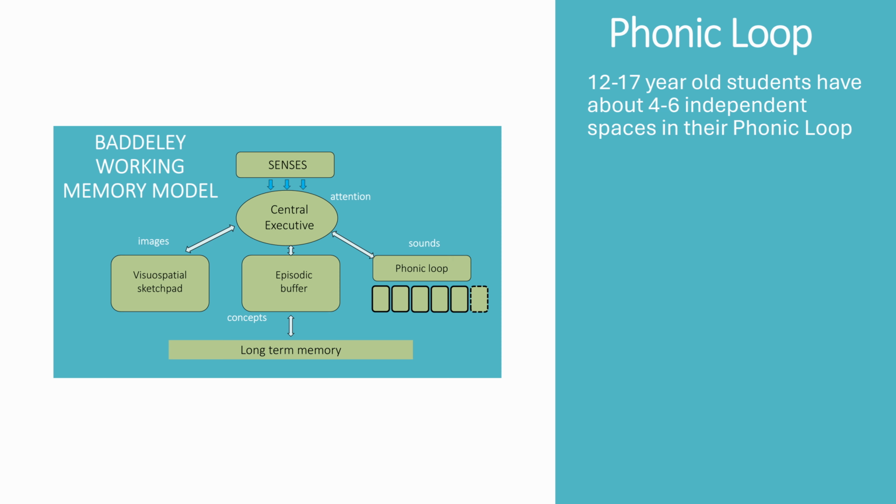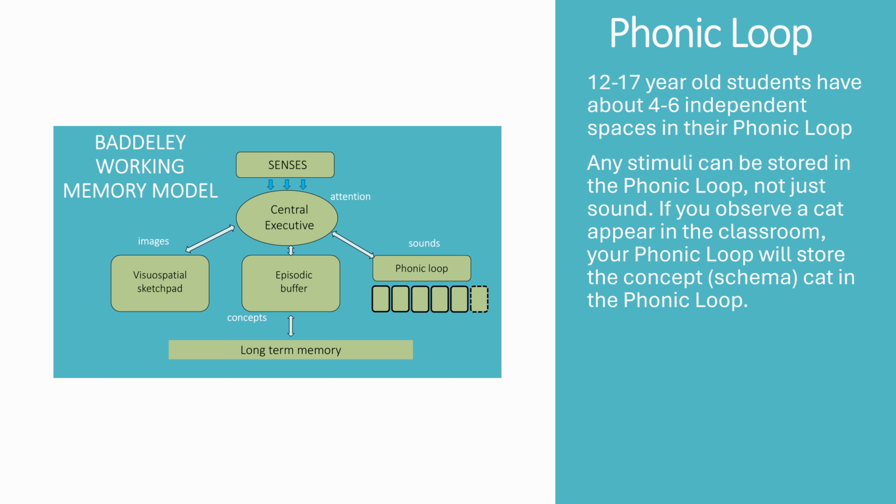So there is actually a variety between people. Some people have less and some people have more, but generally between 4 to 6 or 5 and 7 is how many spaces we have in our phonic loop. Now, any stimuli can be stored in the phonic loop, not just a sound.